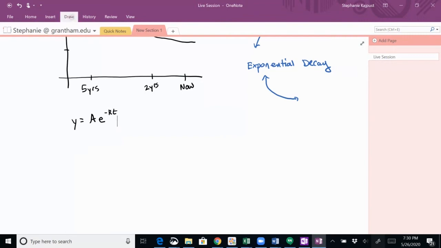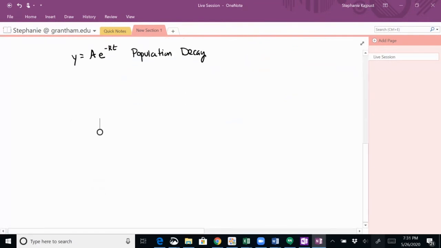So I'm going to label this as population decay, so that if you see something where you're dealing with a population of items, like the number of things, like you're counting how many things there are and they're decaying, you can use this formula.